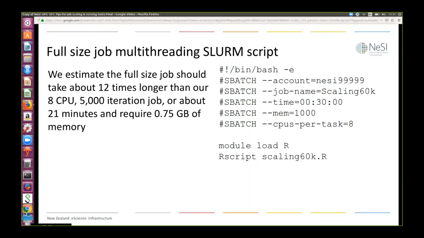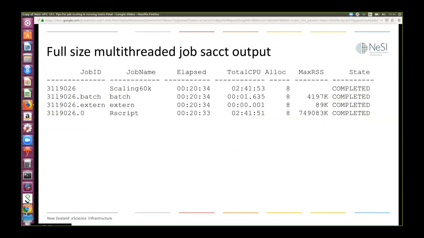So let's take a look at the results. When we ran this job, we can see that it actually did run for almost 21 minutes exactly, 20 minutes and 34 seconds, and it used almost 0.75 gigabytes of memory.